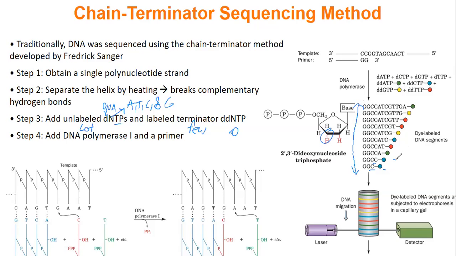And this chain terminator sequencing is actually still used today in labs. It's how I used to figure out my DNA sequences back when I was in grad school just a decade ago. So even though it was discovered a long time ago, it's still in use because it's relatively cheap. So are there any questions about the idea of chain terminator sequencing for determining the sequence of DNA?